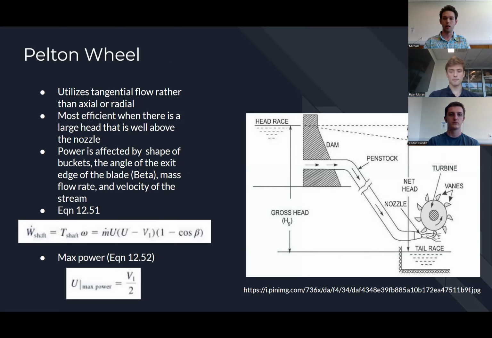And here the power is affected by several different conditions, which are the shape of the buckets, the angle at which the exit edge of the blade is, which is denoted as beta, the mass flow rate, and the velocity of the fluid stream. And we have some important equations down here, which is the work of the shaft and the torque of the shaft, which depend on the mass flow rate, the velocity, and the angle beta. And then we also have an equation that shows that maximum power happens at the condition V/2.